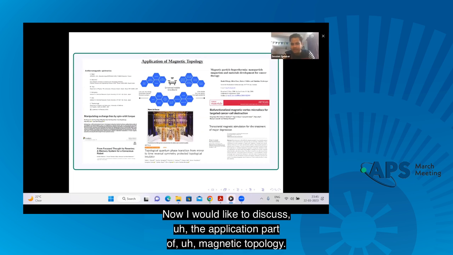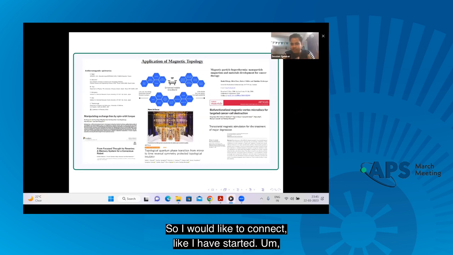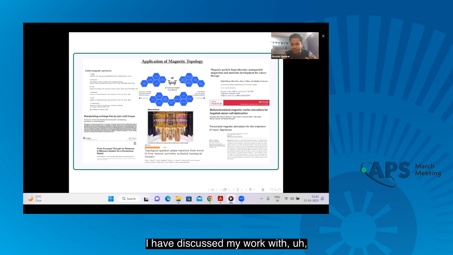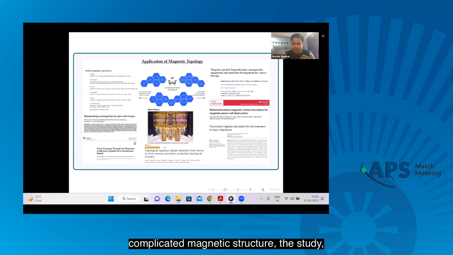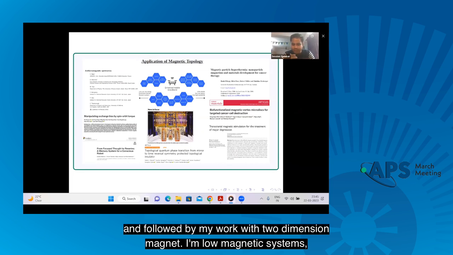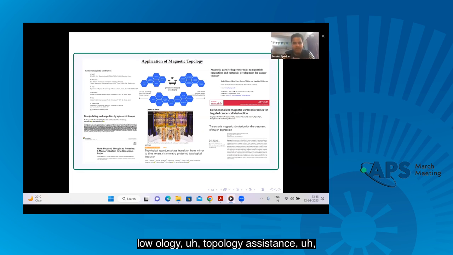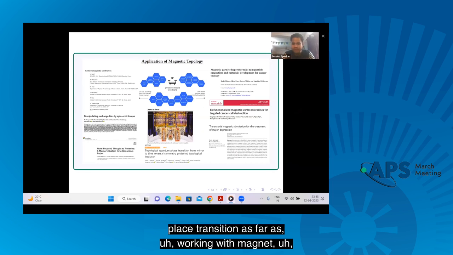Now I would like to discuss the application part of magnetic topology. So I would like to connect, like I have started, I have discussed my experimental work with preparing Josephson junctions, preparing weak links, followed by my work with exploring complicated magnetic structure within the framework of neutron diffraction study, and followed by my work with low-dimensional magnetic systems, low-dimensional magnetic topology, topological systems, phase transition, as far as working with magnetic topological systems are concerned.